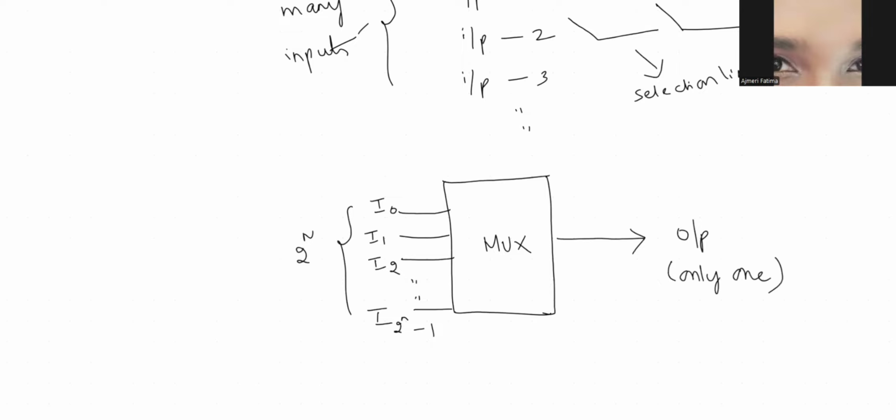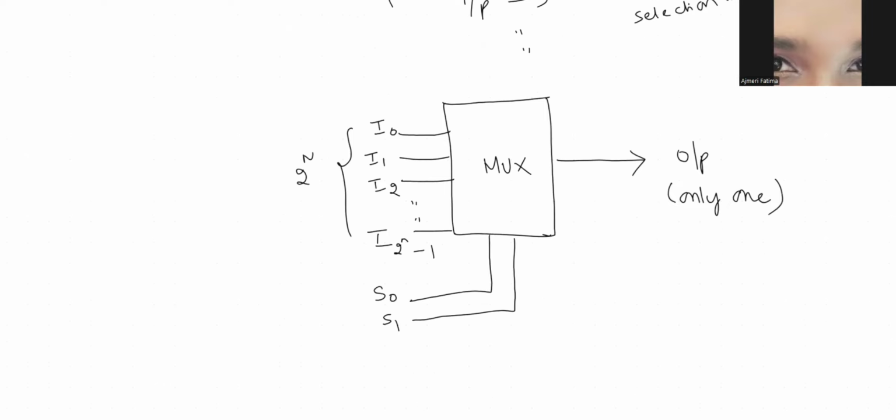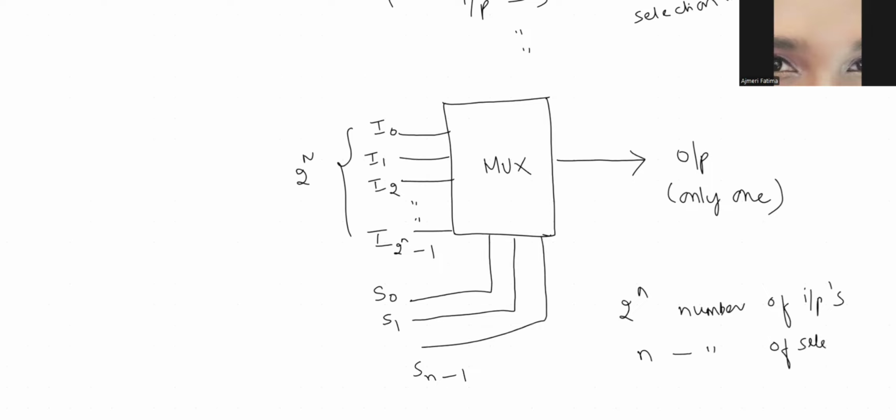And these are the selection lines. Sorry, not switches. These are the selection lines. So I'll call this S0, this S1, and the last one would be Sn minus 1. So in this figure, 2 to the power n means the number of inputs. So what is n? n is the number of selection lines. And you'll have only one output. Thank you.